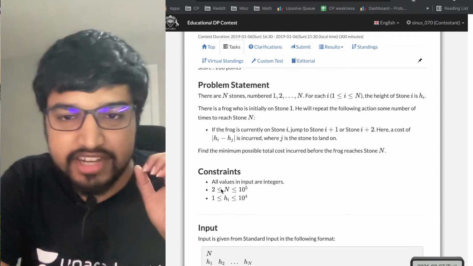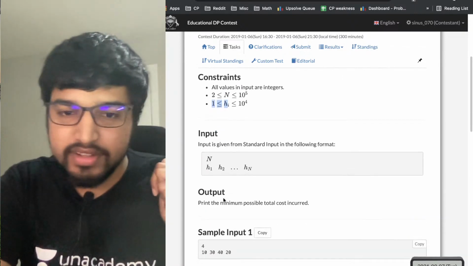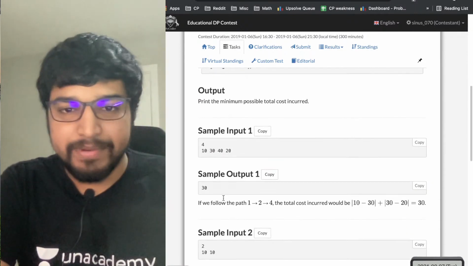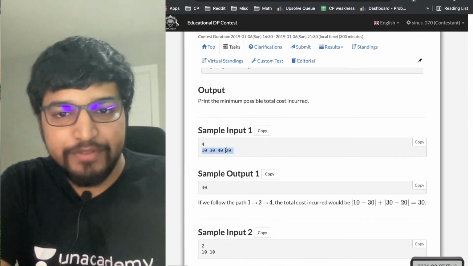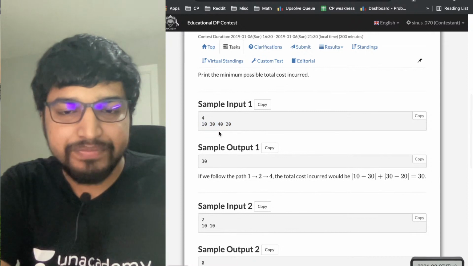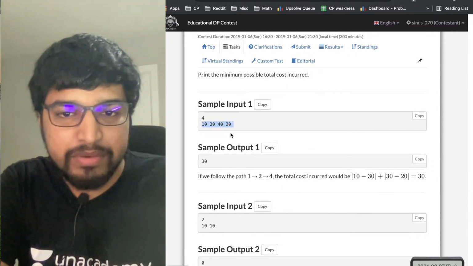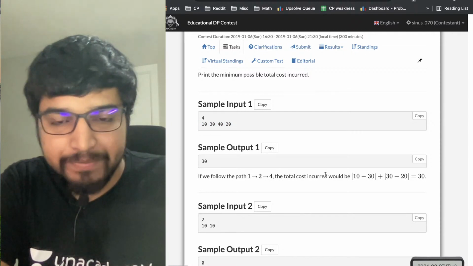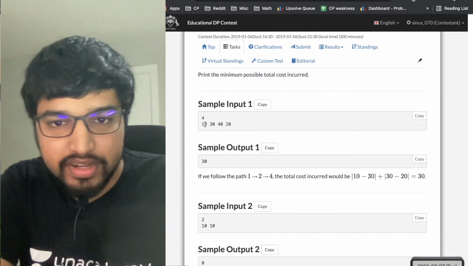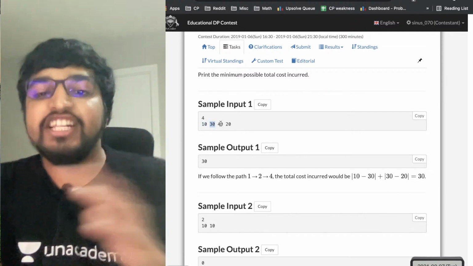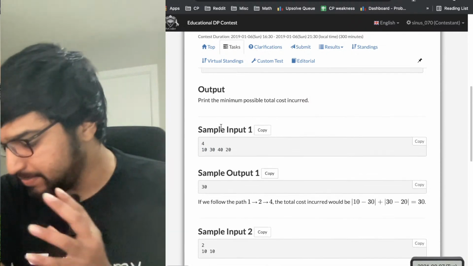Look at the constraints. n is up to 10 power 5, and heights are up to 10 power 4. Let's look at the example. If n is equal to 4, there are 4 stones with heights 10, 30, 40 and 20. You want to reach the last stone as cheaply as possible. One way would be to jump from 1 to 4. The cost would be the absolute of 10 minus 30, which is 20, going from 10 to 30, and then from 30 we can directly jump to 20. We don't need to go through 40 because that's going to be more costly. We want to calculate the minimum cost. Got this?